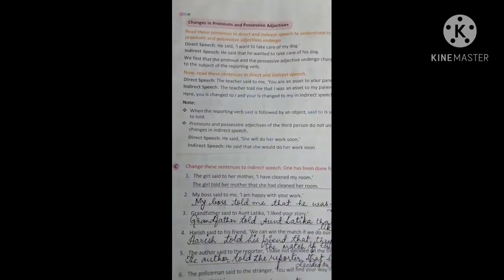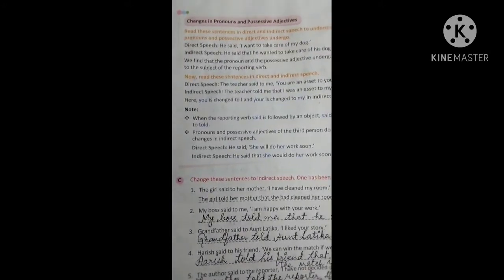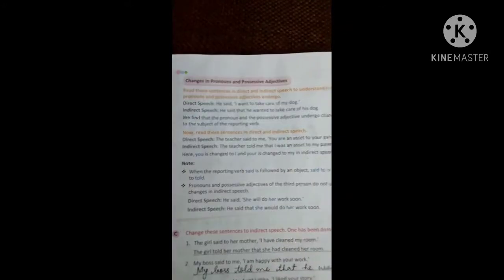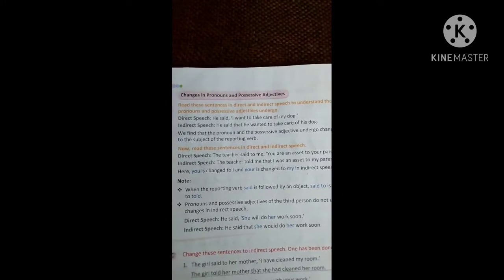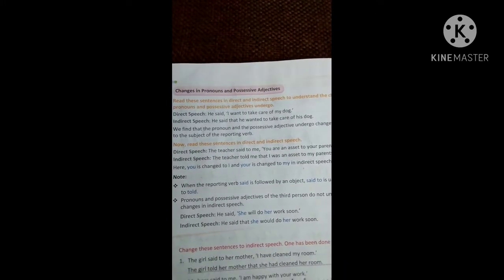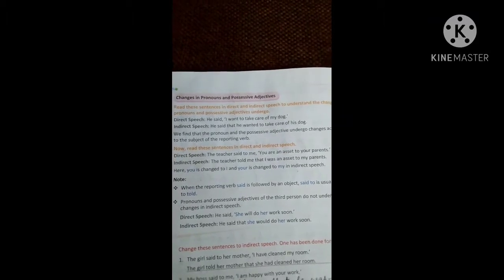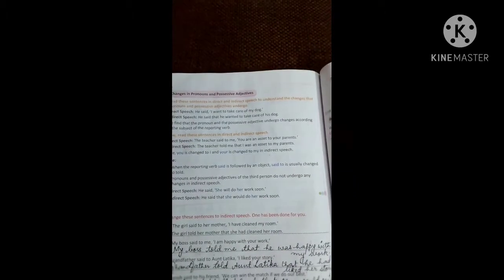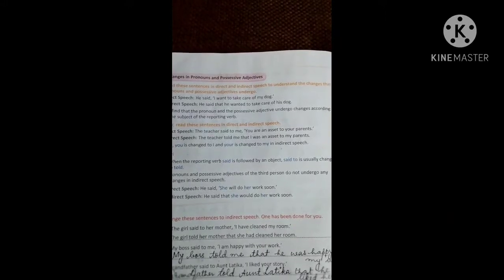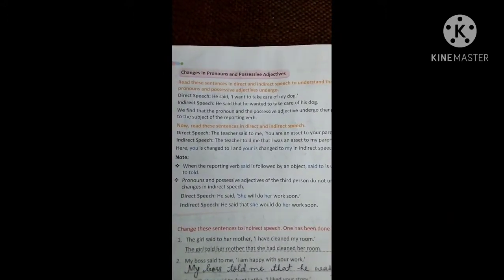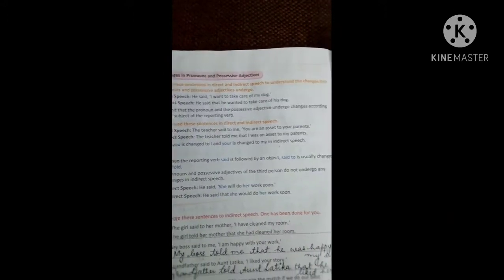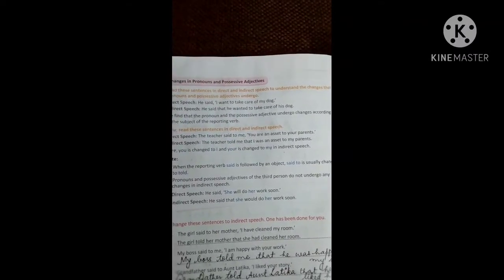Here again we have some exercises. Some more examples are given. He said, I want to take care of my dog. So he said that he wanted to take care of his dog. Here the person's form and the tenses are changed. Otherwise, other things cannot be changed. You have to be careful enough. We find that the pronoun and the possessive adjectives undergo changes according to the subject of the reporting verb.